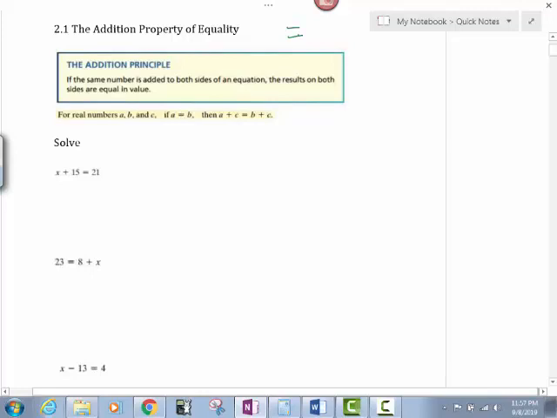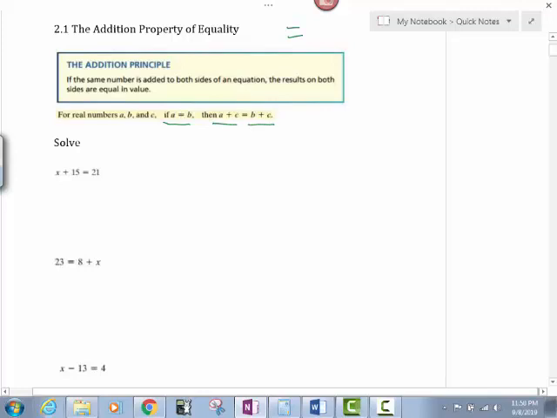The first part we have here says the addition principle. It says if the same number is added to both sides of an equation, the results on both sides are equal in value. So what it's telling me here is that if we have A equal to B, then A plus C is equal to B plus C.